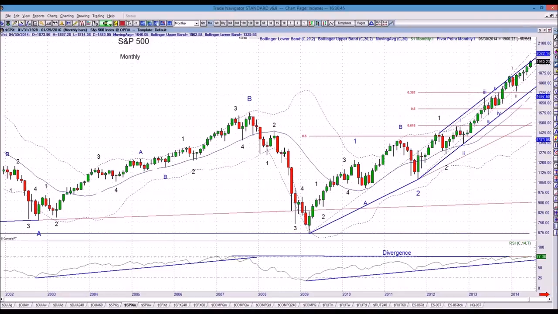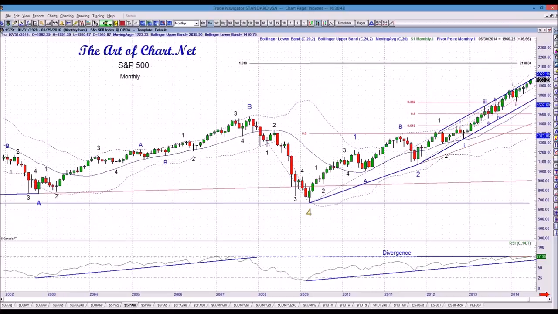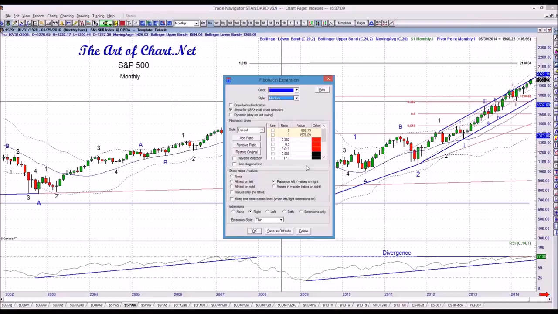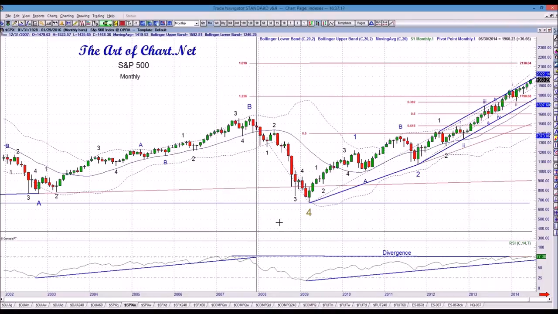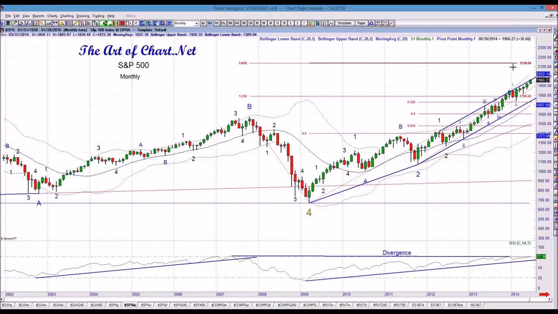And by the way, let's look at this expansion, okay? When you have a major impulse, and this is a monthly chart, guys, Fibonacci's work monthly, weekly, daily, 1 minute, 5 minute, they work, okay? I'm going to use an expansion from the B to the 4. And I have to change my fibs here. You can see where the 1.236 is, right? But if I add my 1.618, look where it lands. It lands up here. And what number is that?